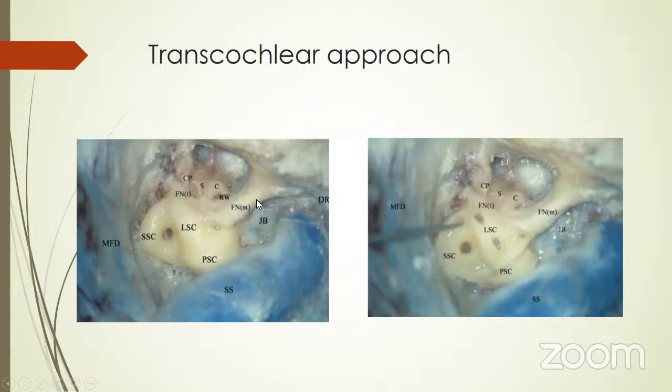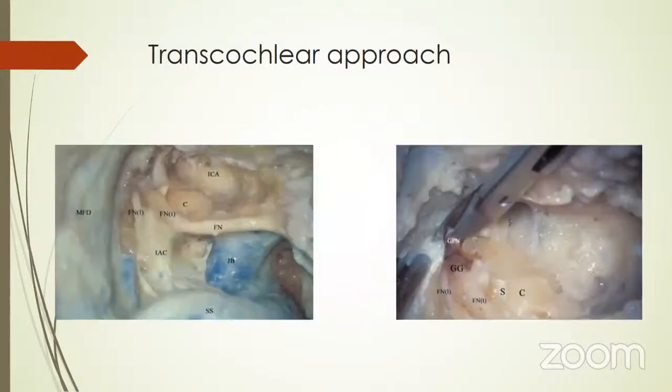But if you want to widen the approach, there is an approach called transcochlear, where we remove the posterior meatal wall, and very large anterior reaching tumors can be removed by extending this approach, the transcochlear approach. The essential steps being the same, except that you reroute the facial nerve.